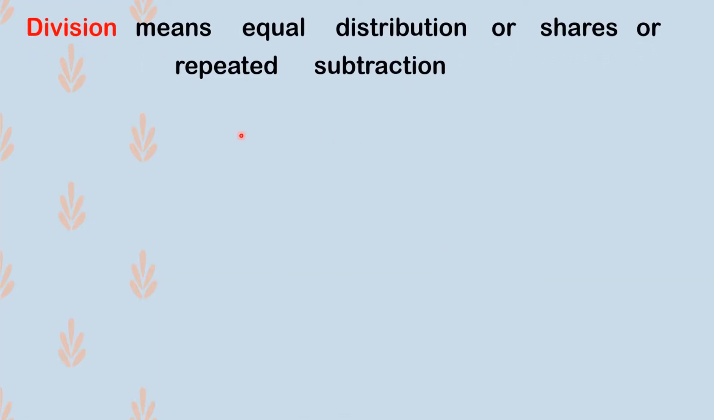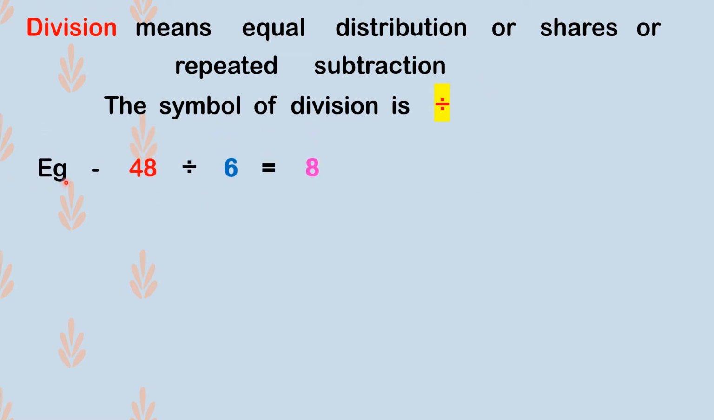What does division mean? Division means equal distribution or shares or repeated subtraction. Now, if you remember when we learnt multiplication, teacher said it's repeated addition. You keep on adding. Here, division means it's repeated subtraction. You keep on subtracting, but instead of keeping on subtracting, the easier way is to divide. And this is the symbol of division. Now, how do we divide, and why is it equal distribution here? This is the example. I'll explain to you with this.